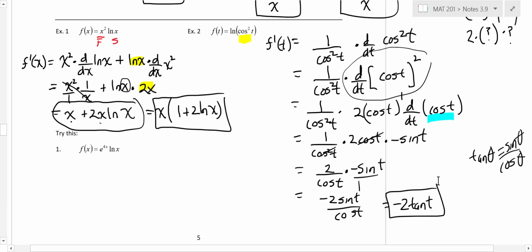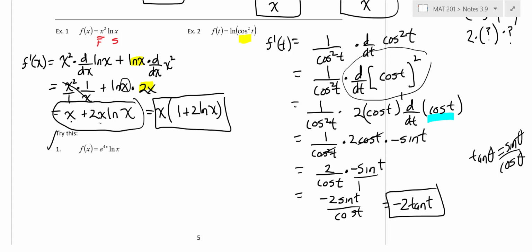Use trig. Use those identities. You need them. Any questions? Okay, go for this one here. Go ahead and work that one out. This one is a product rule. And see where you get on this one. This one's not too hard.